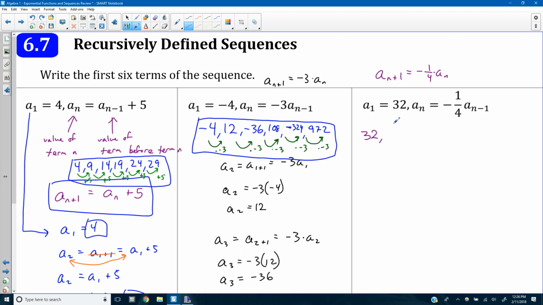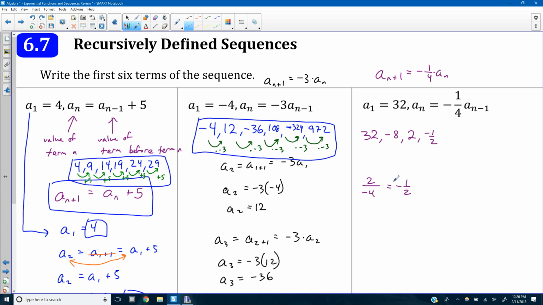Times negative 1/4. That's the same thing as dividing by negative 4. Dividing this by negative 4 is negative 8. Dividing that by negative 4 is positive 2. 2 divided by negative 4 is the same as negative 1/2, so the next value is negative 1/2.